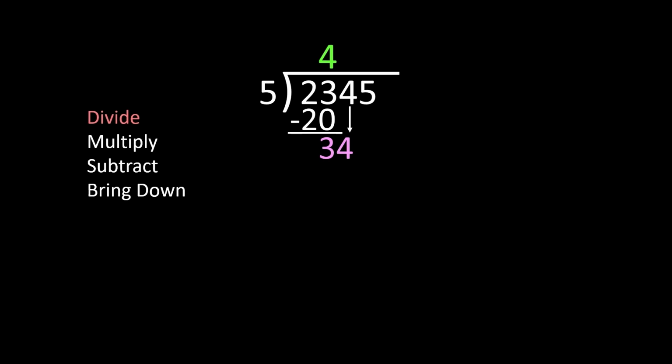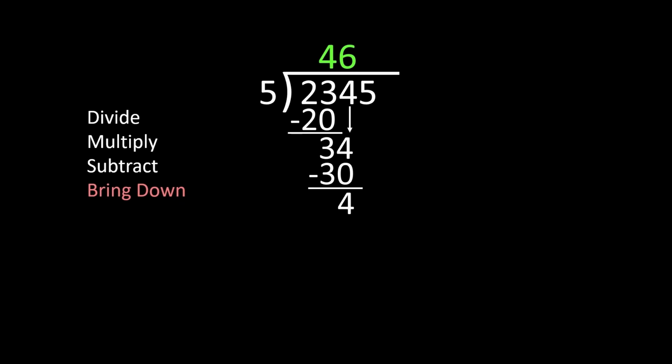34 divided by 5. 34 divided by 5 is 6. Notice where we line the 6 up in recording our work. We line the 6 up over the 4 because that's the number we just brought down. Then it's time to multiply. You'll do 6 times 5. 6 times 5 is 30. Then you'll subtract. 34 minus 30 is 4.